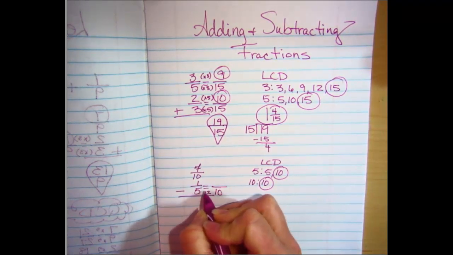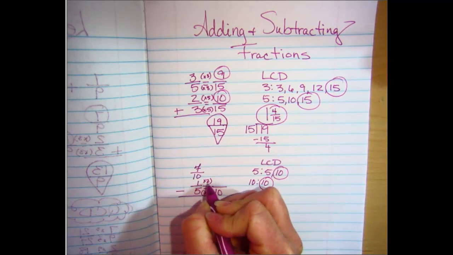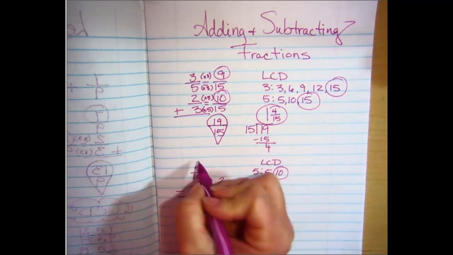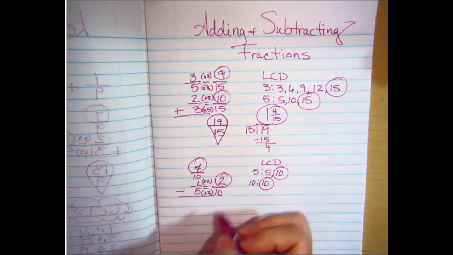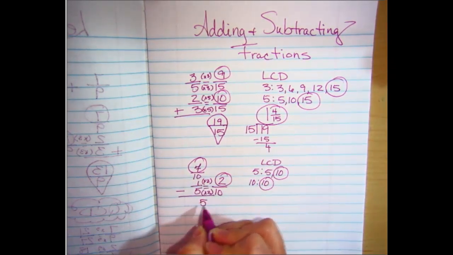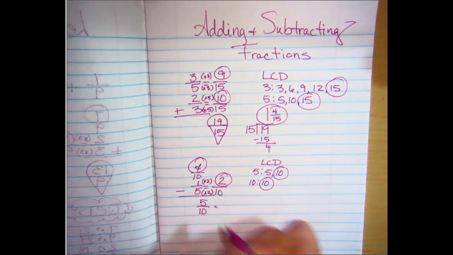So the other thing that we do is 5 times 2 is 10. 1 times 2 is 2. Can I subtract 7 minus 2? Yep, 7 tenths minus 2 tenths is 5 tenths. Now, do we have to simplify?